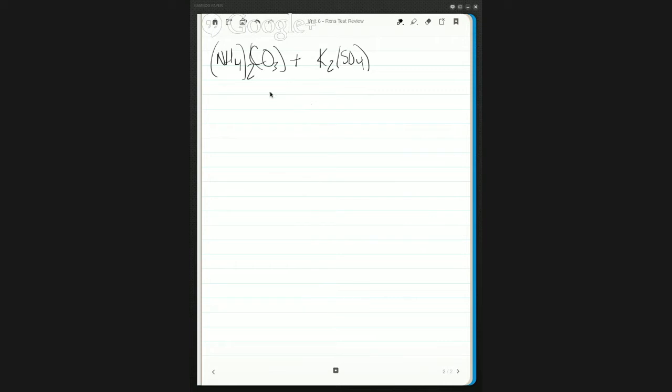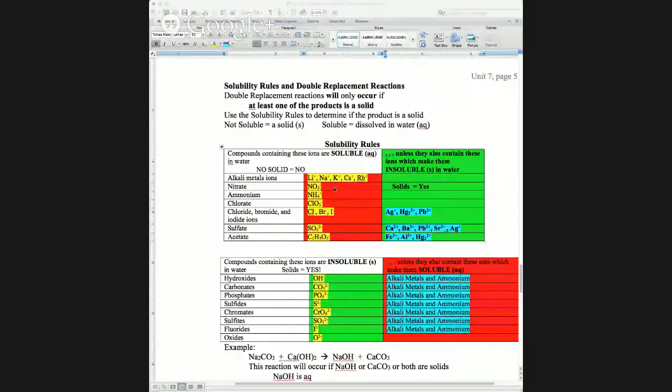Okay, and when those combine, you're going to come up with NH4 2SO4 plus K2CO3. All right, that's a pretty hefty looking one. So try to remember that. Let's go look at the solubility rules. And so our first one, if you can remember, was NH4CO3.